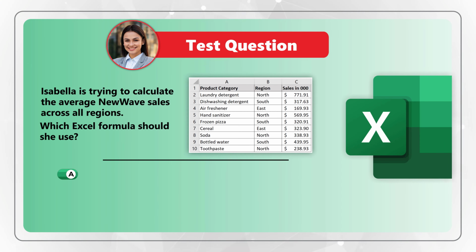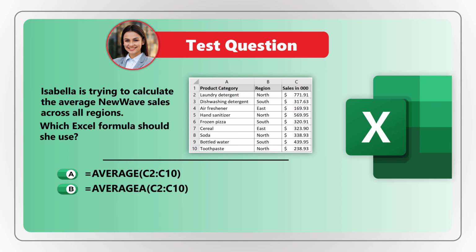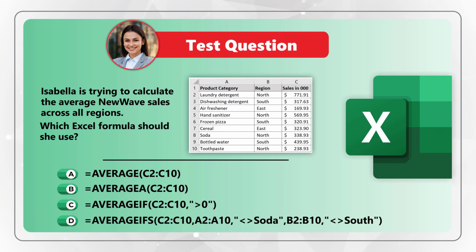Choice A, AVERAGE formula and the parameters to supply are C2 through C10. Choice B, AVERAGEA formula and the parameters supplied are C2 through C10. Choice C, AVERAGEIF formula and the values are C2 through C10 and the second parameter is greater than 0. And last but not least is AVERAGEIFS, and as the arguments you see the range C2 through C10, second argument is range A2 through A10, third argument is not equal to D, fourth argument B2 through B10, and the last argument is not equal to South.